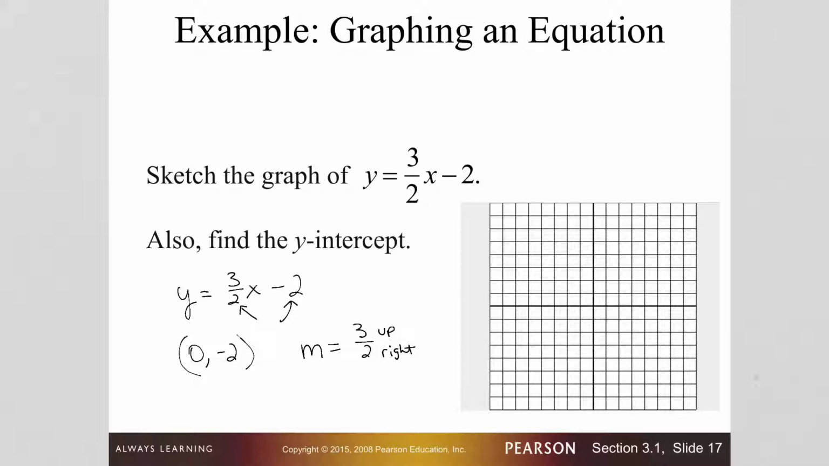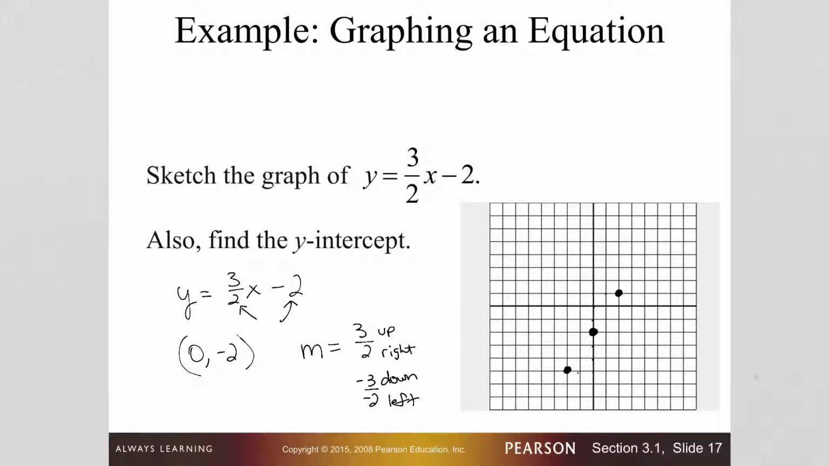So (0, negative 2) is right here on our y-axis. From that dot, from your y-intercept, you want to graph your slope. I'm going to go up 3, 1, 2, 3, to the right 2, and put another dot. Up 3, right 2 is the same thing as negative 3 over negative 2, because a negative over a negative will cancel itself out. So that's the same as down 3, left 2. From my y-intercept, I can go down 3, left 2.